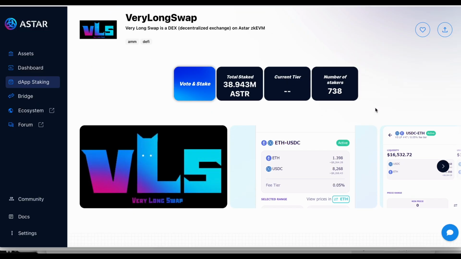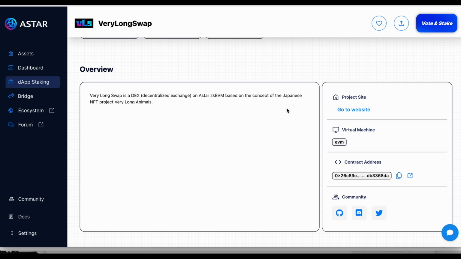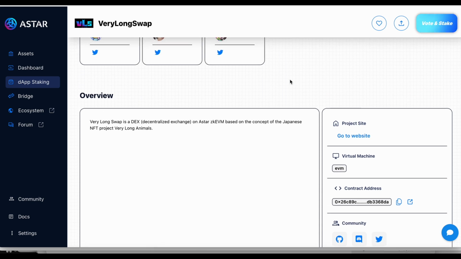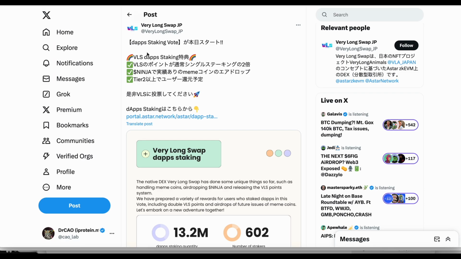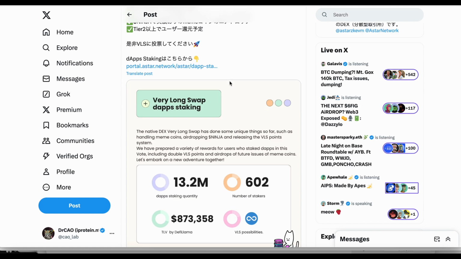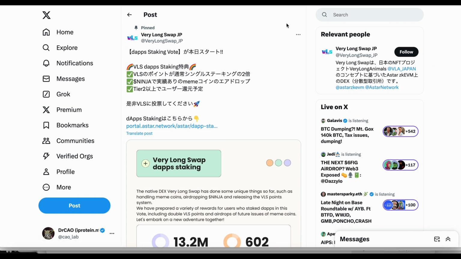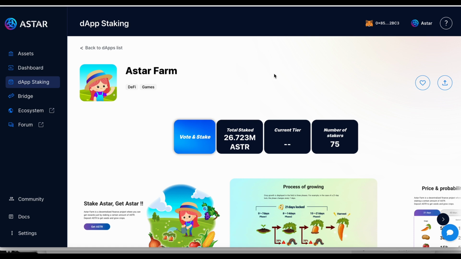Arthswap is a swap in Astar network. It's a DEX, and it looks like that's a Japanese NFT project. I also checked their Twitter. It looks like you can earn some points. So this one, I'm personally not quite familiar, so you can do your own research.